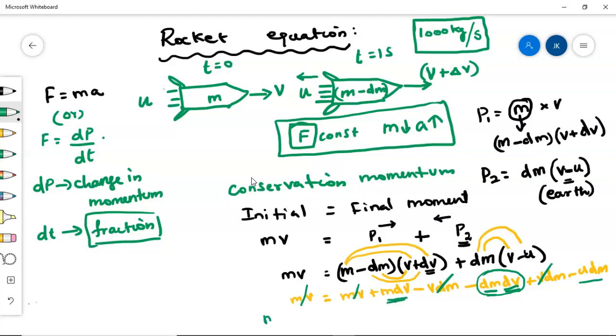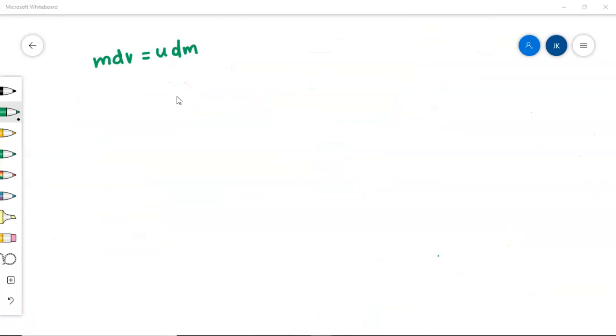So m dv is equal to u dm. This is the equation we get from this calculation. So I'm continuing from here. Now I have to divide both sides by dt. So dv divided by dt is equal to u dm divided by dt.